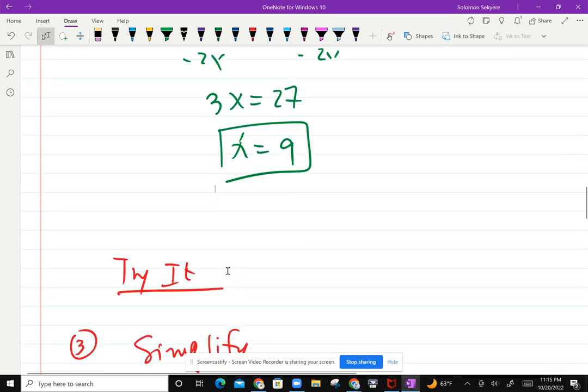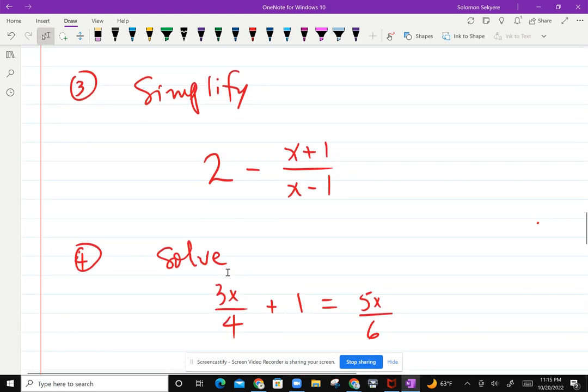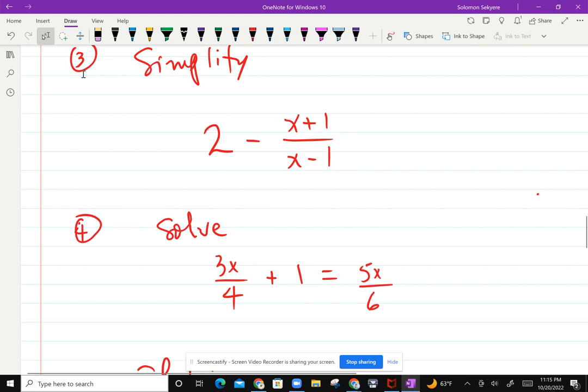Here, try it. That's your first question. Try these two. Simplify this, and then solve this one. Okay. When you're done, pause the video. When you're done, come back and watch the video. Take the denominator, multiply by every term. Make sure you use parentheses.